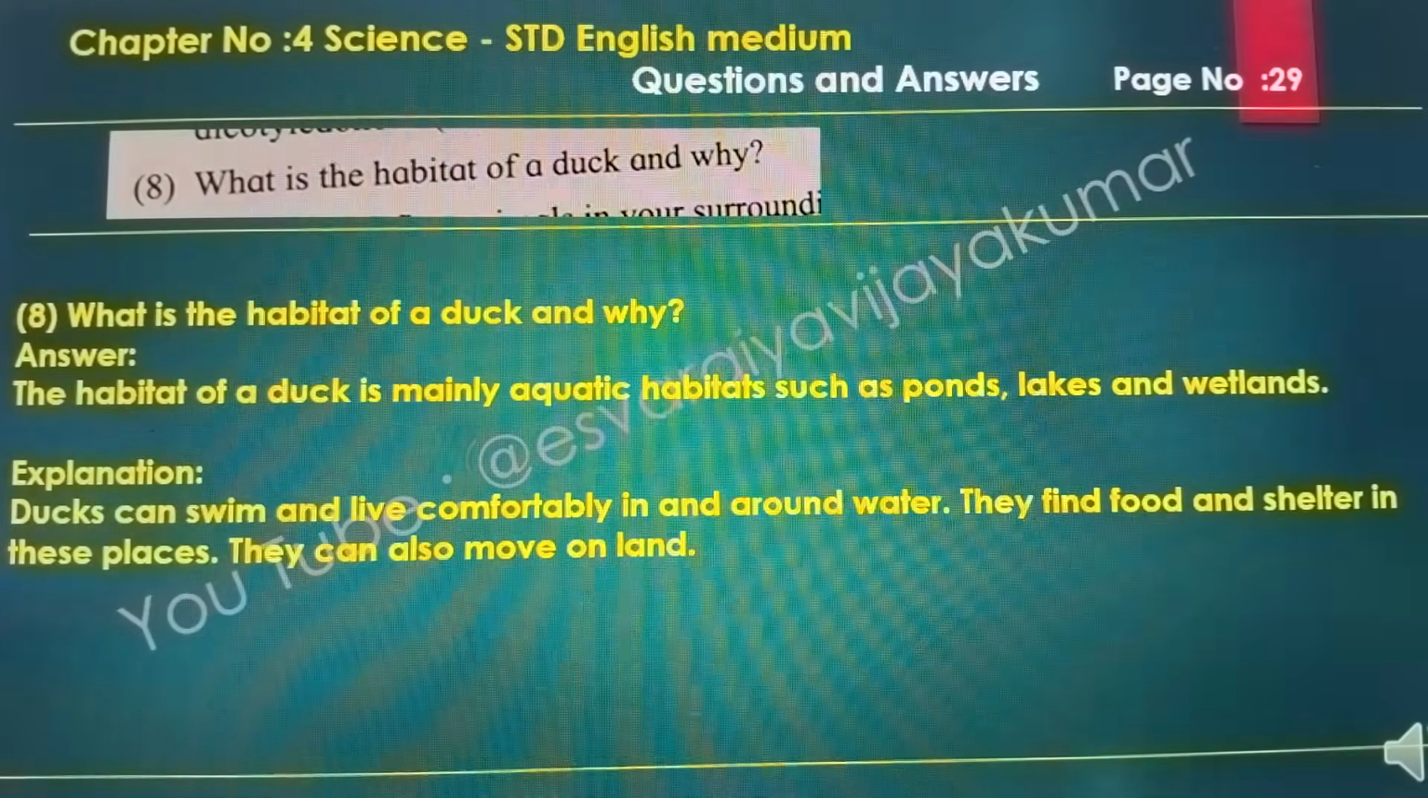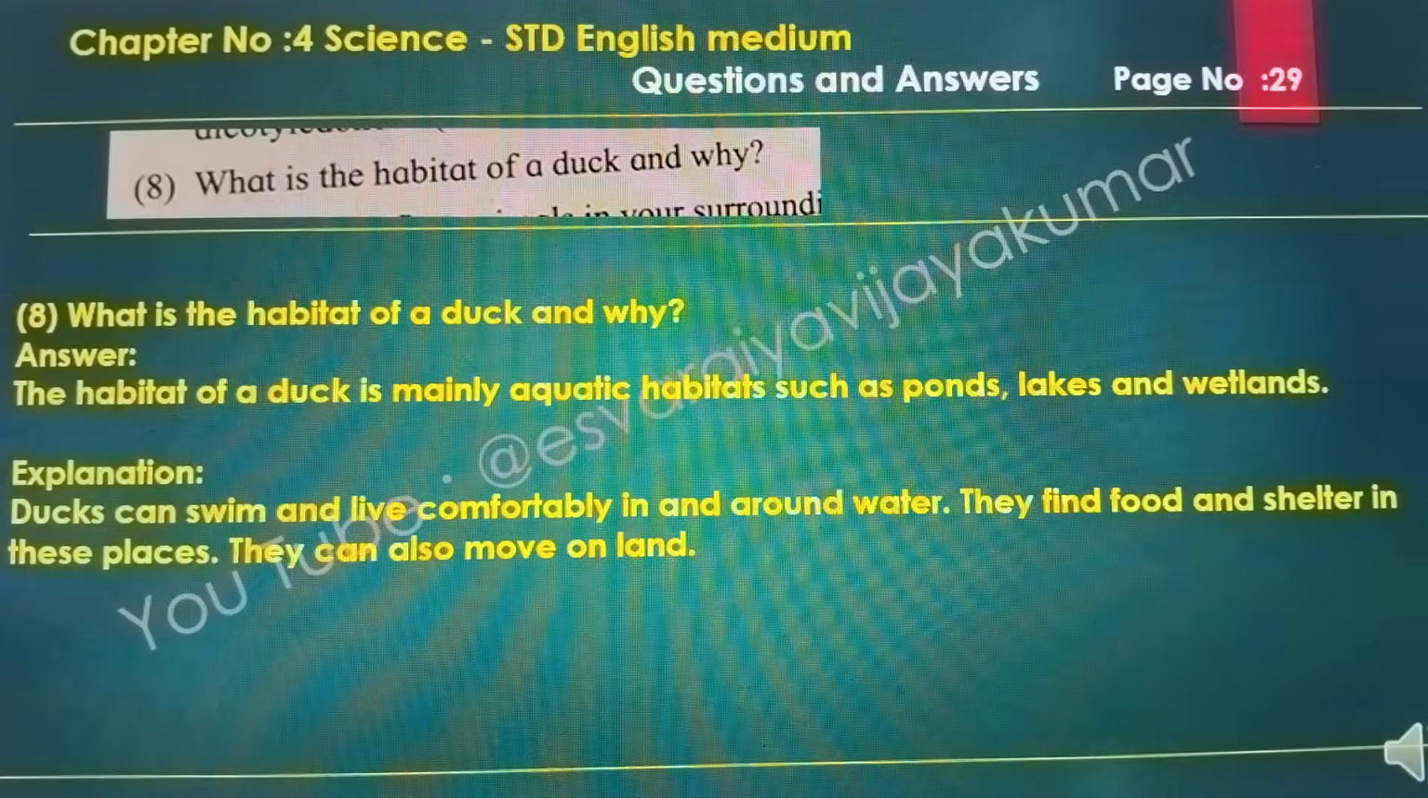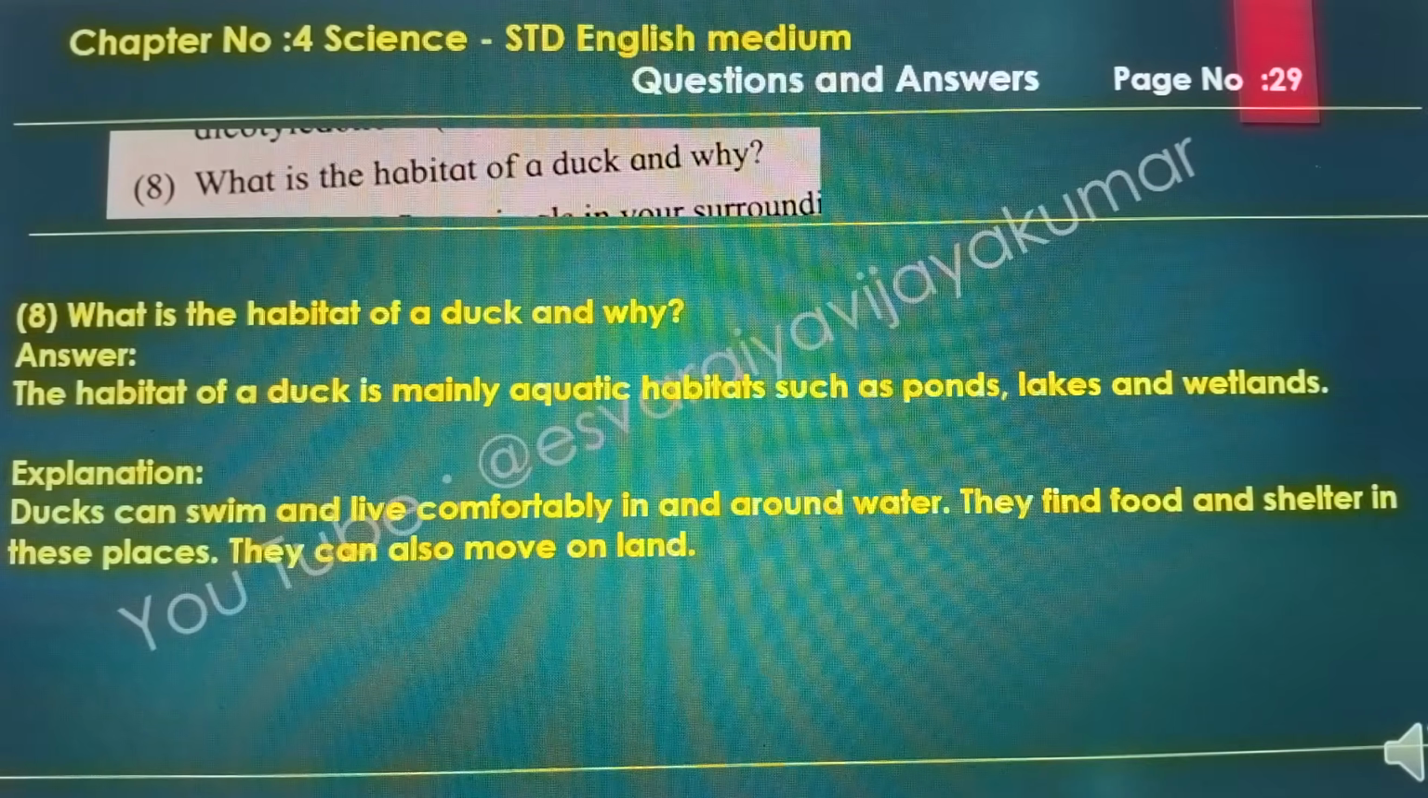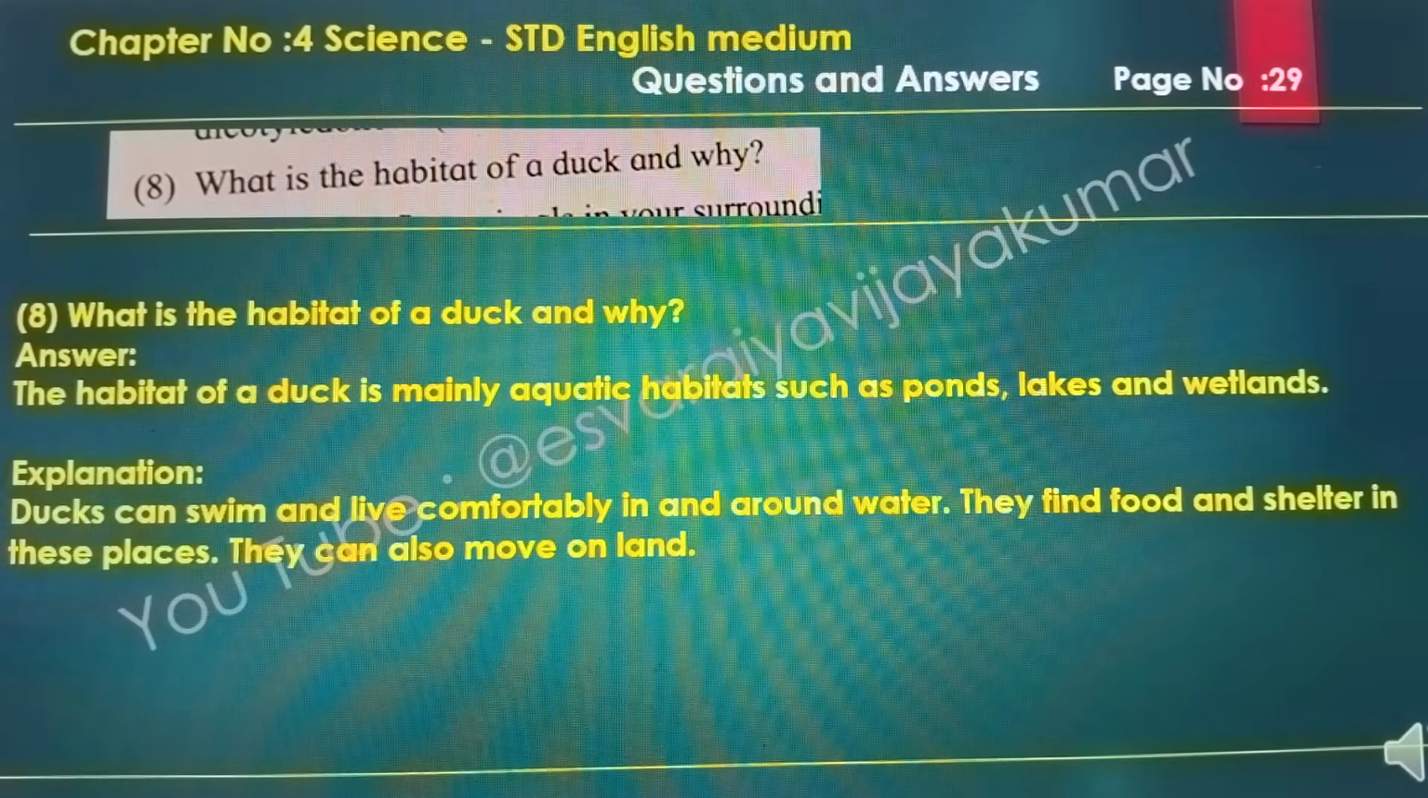Question number 8. What is the habitat of a duck and why? The habitat of a duck is mainly aquatic habitats such as ponds, lakes and wetlands. Explanation: ducks can swim and live comfortably in and around water. They find food and shelter in these places. They can also move on land.